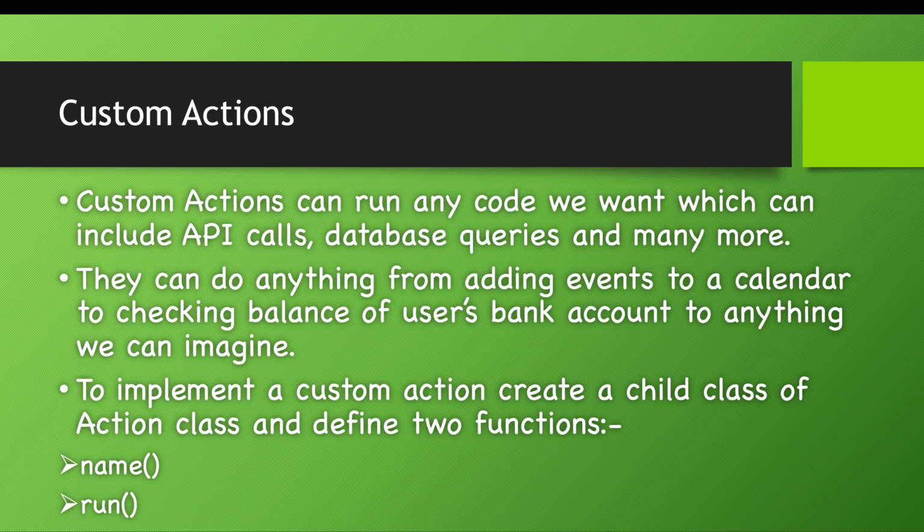Now let's see what custom actions are. Custom actions can run any code we want, which can include API calls, database queries, and many more. They can do anything from adding events to a calendar to checking the balance of a user's bank account, to anything we can imagine. To implement a custom action, create a child class of the Action class and define two functions. One is name and another is run. The name function will return the name of the action, and the run function will define the functionality the action has to perform when it is called.